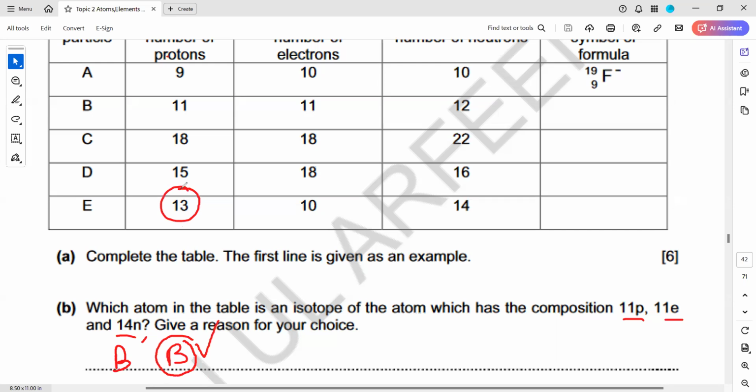So what is the net charge on the last one? It has 13 protons and 10 electrons. So the net charge will be 3 plus. Because 13 protons are there and 10 electrons. Protons are positive charge and electrons are negative charge. So this will be 3 plus, which is aluminium.